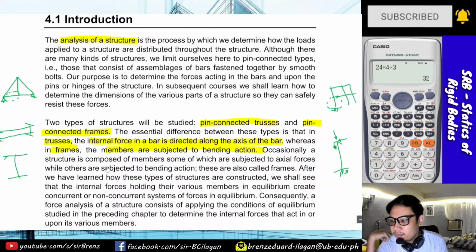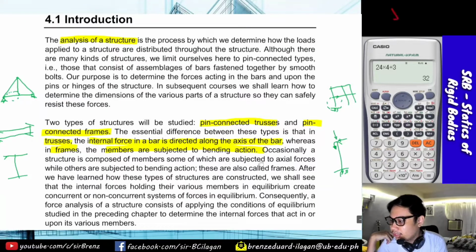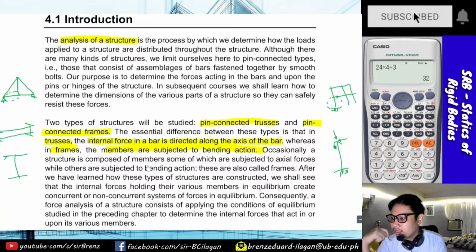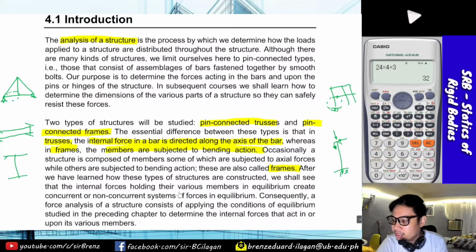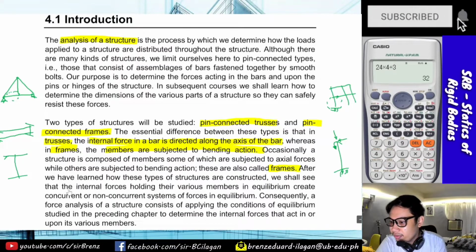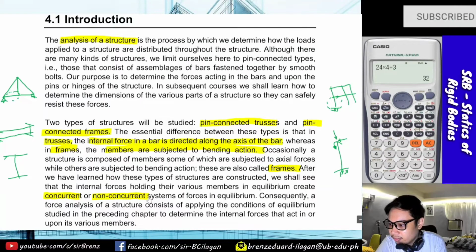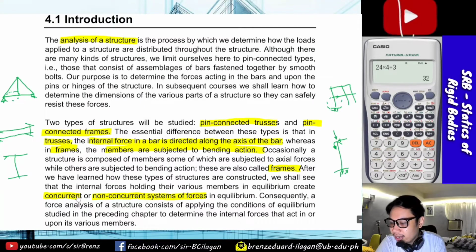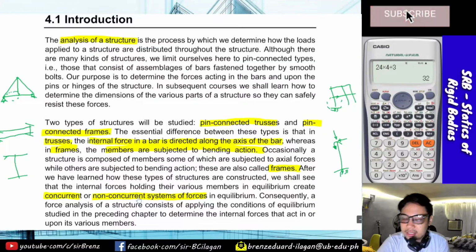Occasionally, a structure is composed of members, some of which are subjected to axial forces, while others are subjected to bending action. So these are also called frames. Ayun nga. After we have learned how these types of structure are constructed, we shall see that the internal forces holding their various members in equilibrium create concurrent or non-concurrent system of forces in equilibrium. Okay, so these topics were discussed dun sa ating last module, which is the equilibrium of force system. So we have the concurrent force system and the non-concurrent system.